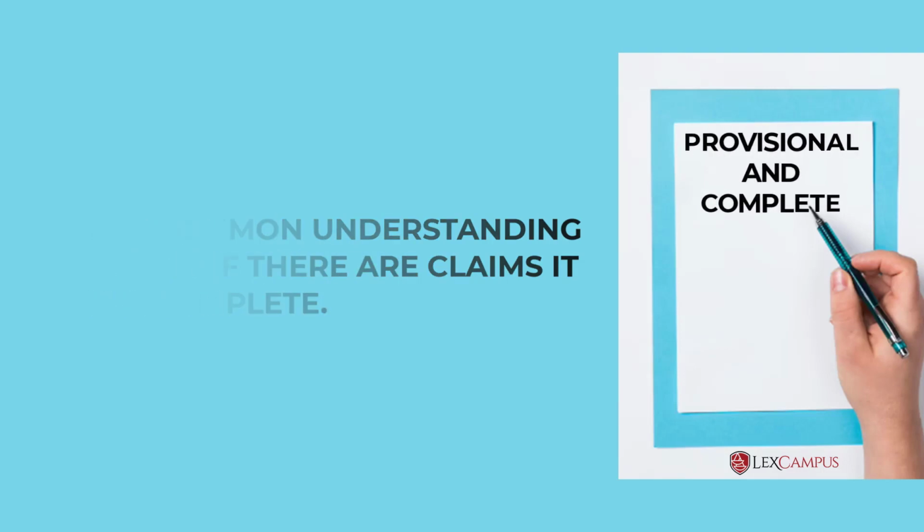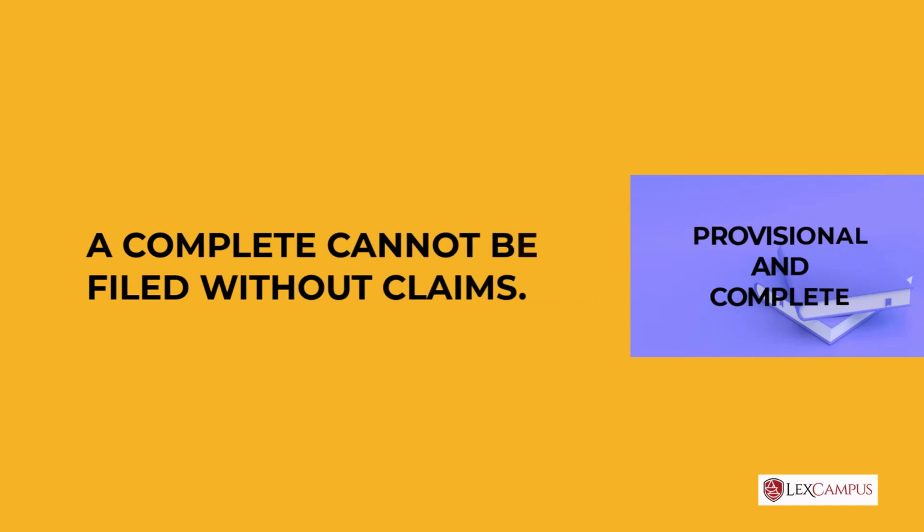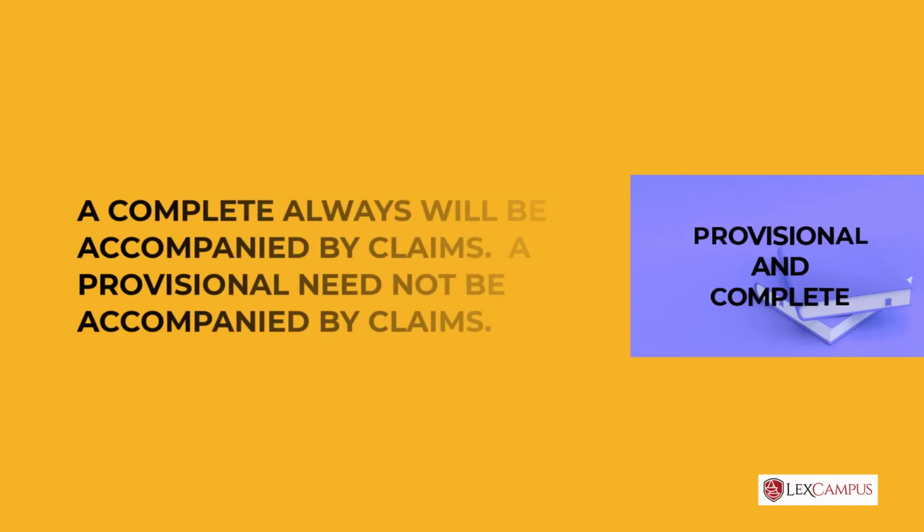That's a requirement in law. You could also file a provisional with claims. Only thing is you need to tell the patent office that this is a provisional with claims. There is no bar on it. But a complete cannot be filed without claims. So if somebody asks you, what is the distinguishing feature between a provisional and a complete? This is the answer. You have to say that a complete always will be accompanied by claims, whereas a provisional need not be accompanied by claims.